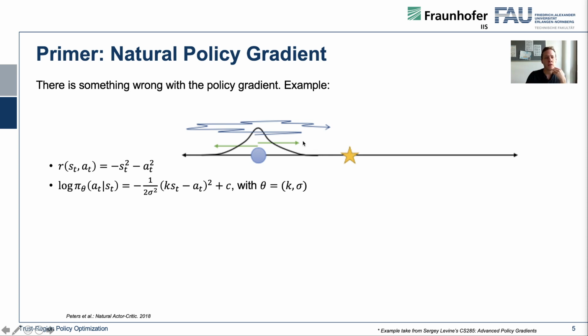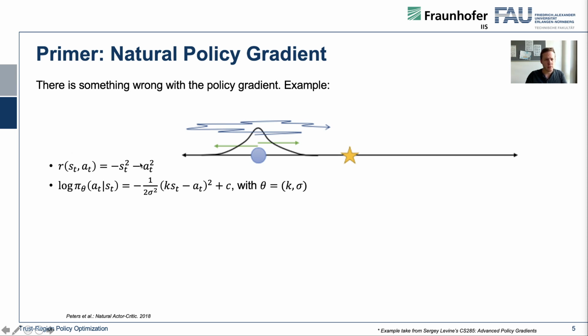We define the reward function to be minus the squared position of the state, which is the squared distance to the goal, minus the squared action, meaning that you get a penalty if you take large actions.